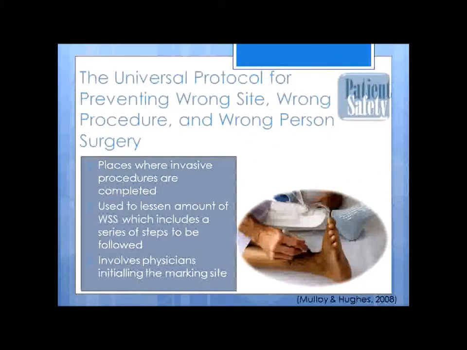The Universal Protocol for Preventing Wrong Site, Wrong Procedure, and Wrong Person Surgery was created from this summit, and it was meant to be used within any places where invasive procedures were going to be completed. Essentially, this protocol was made to decrease the number of wrong site surgery cases that occur, and it was made by having a series of steps, some of which include verification of patients as well as marking the correct site. Now, in order to make it even more effective, the protocol set in place the procedure of a physician initialing the site before the patient is sedated.